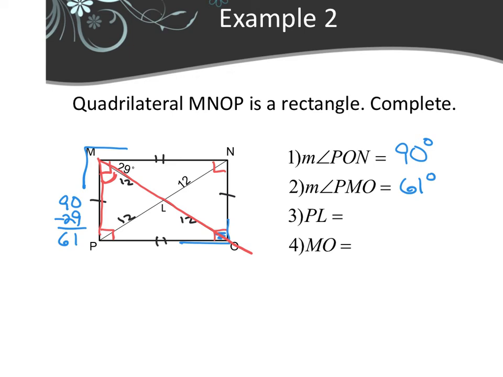In a rectangle, the angles aren't bisected. That's only for the rhombus and the square. PL, well, I already labeled it because I know this diagonal was bisected, so it's 12. And then to find the length of the whole diagonal, the MO, I'm just going to add 12 plus 12, and it's 24. Remember, diagonals in a rectangle are congruent.